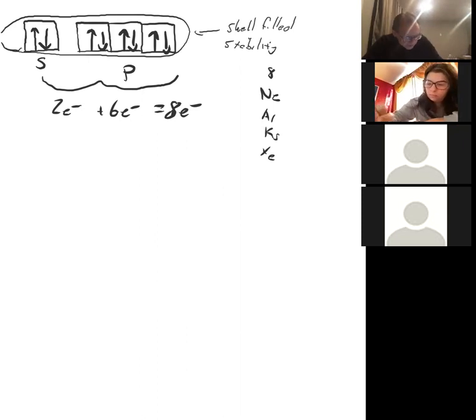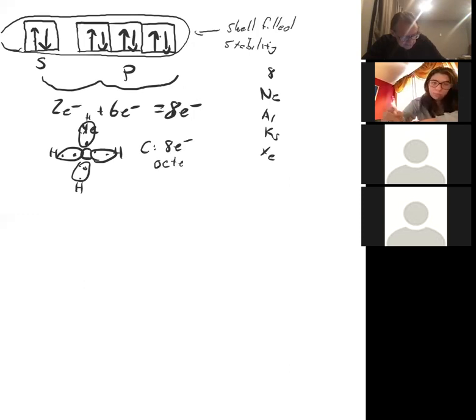So when carbon starts off with 4, well, that's only 4, that's not 8. So it's got room for 4 more electrons. Each hydrogen provides 1, and that provides an extra electron for each one. So now the carbon has 8, and there's your octet. Essentially carbon now has the same number of valence electrons as neon, which is in the same row.